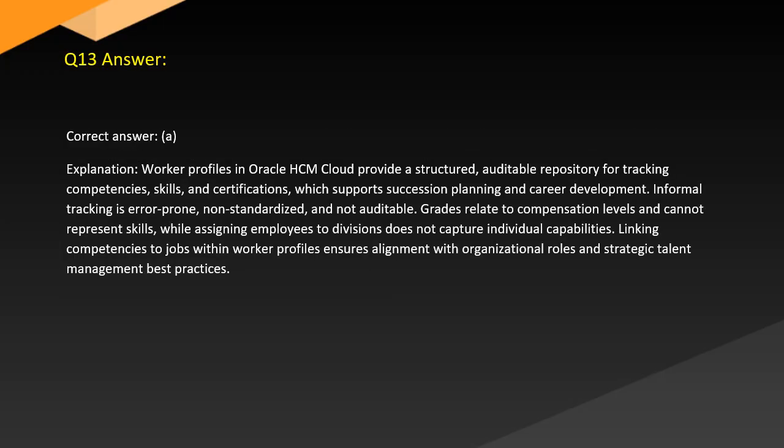Answer. Correct answer: A. Explanation. Worker profiles in Oracle HCM Cloud provide a structured, auditable repository for tracking competencies, skills, and certifications, which supports succession planning and career development. Informal tracking is error-prone, non-standardized, and not auditable. Grades relate to compensation levels and cannot represent skills, while assigning employees to divisions does not capture individual capabilities. Linking competencies to jobs within worker profiles ensures alignment with organizational roles and strategic talent management best practices.